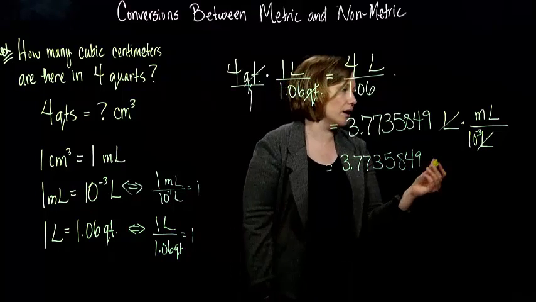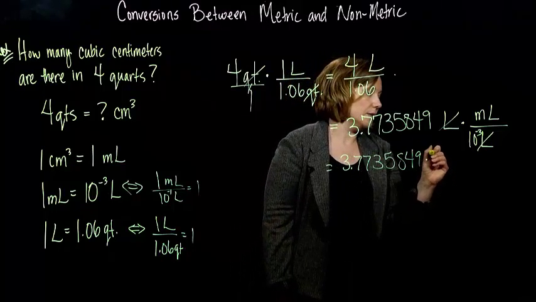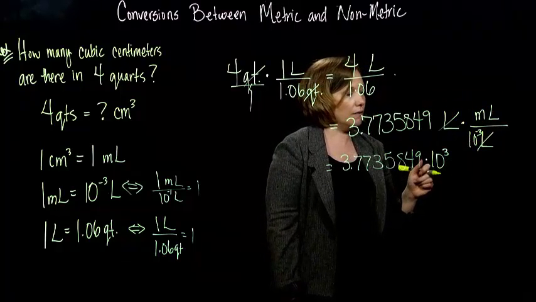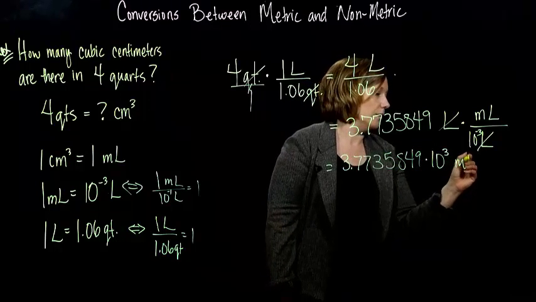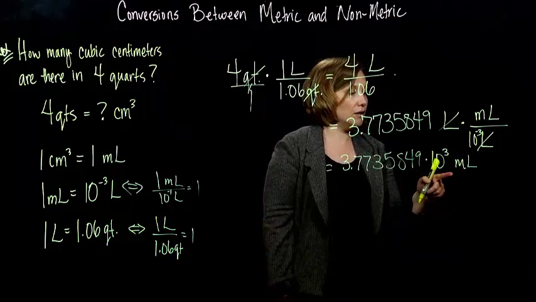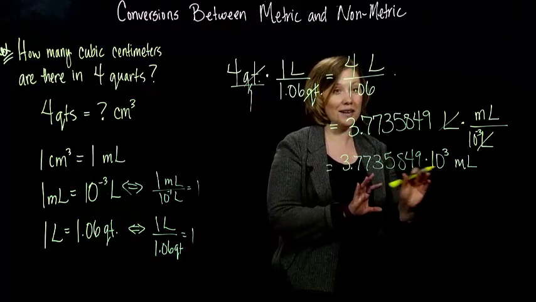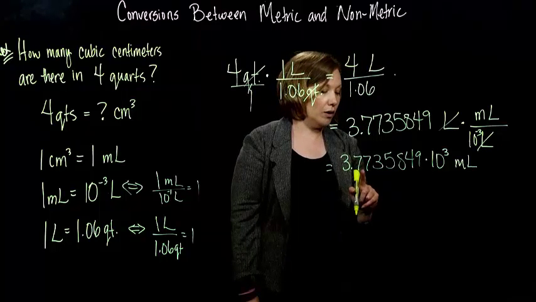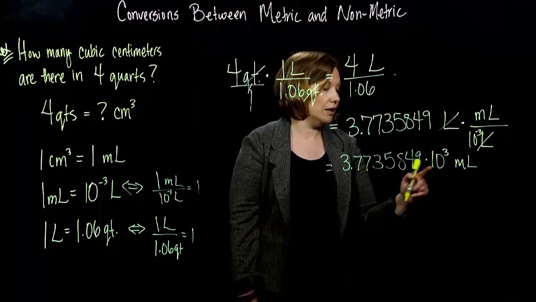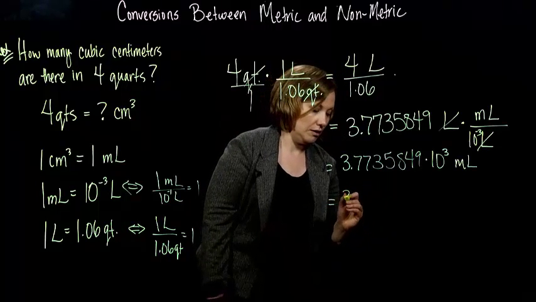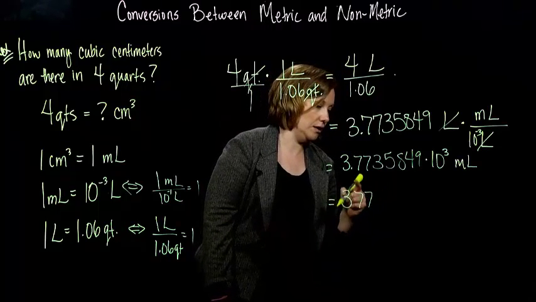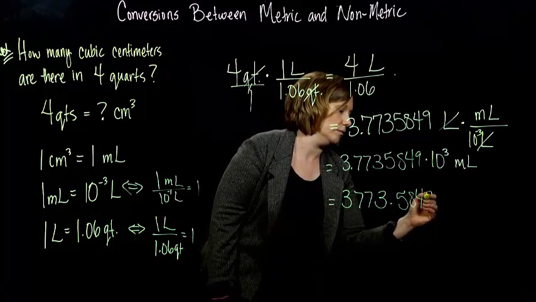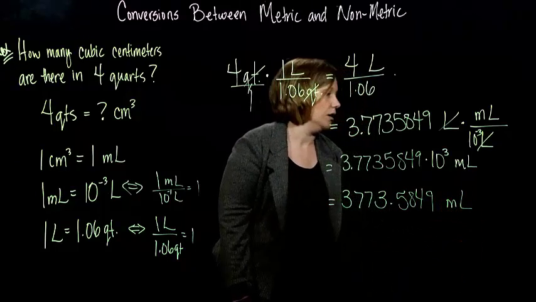So I have 3.7735849, and it keeps going. I round it. Times 10 to the positive 3, right? When we take a negative exponent and move it to the top of our fraction, it becomes positive, and we have milliliters. Okay. 10 to the third is 1,000, but do you recognize this? This is like our scientific notation, right? So if we just move our decimal 1, 2, 3 places, right, it should be behind the 3. We would have done the math.